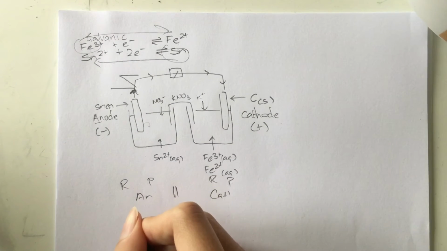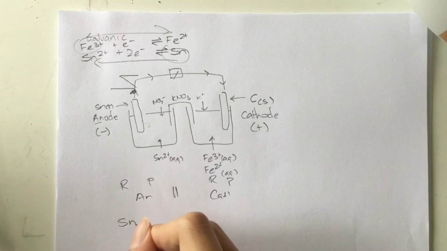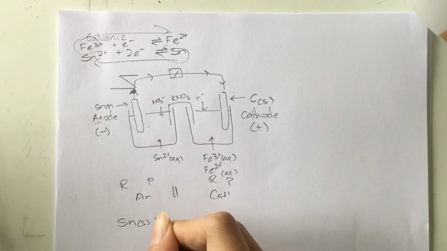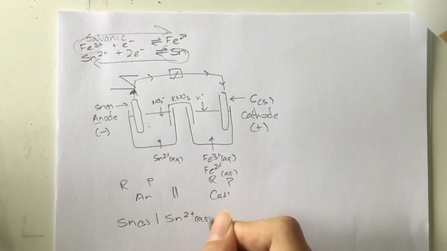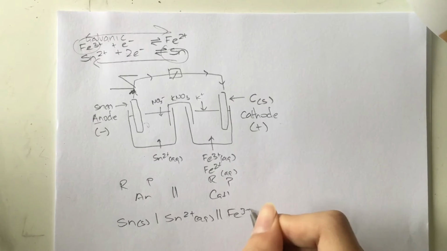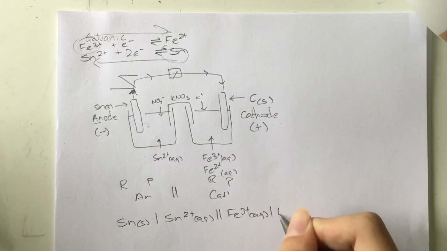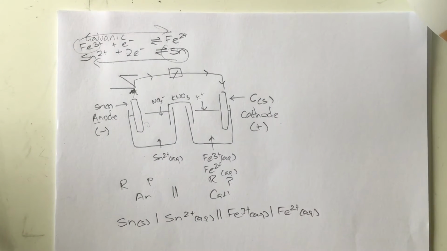So we will write this out as reactant, Sn solid, product, Sn2+ aqueous, salt bridge, reactant, Fe3+ aqueous, product, Fe2+ aqueous. It's beautiful.